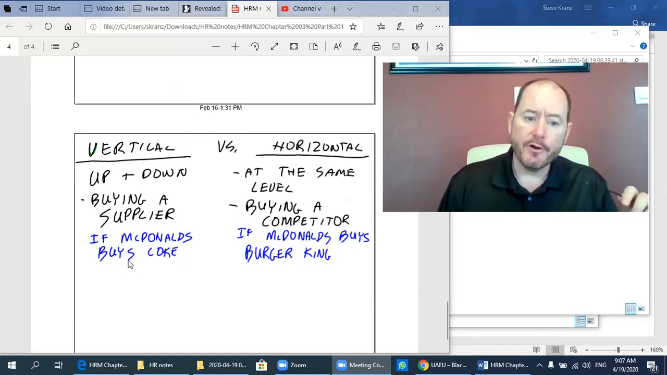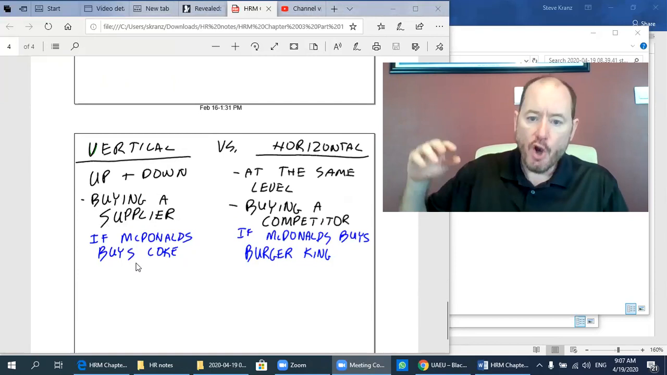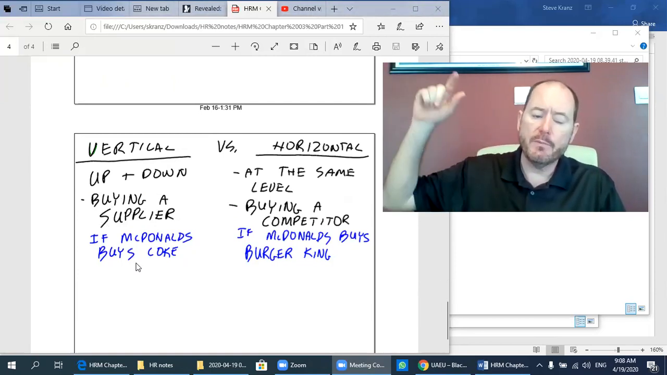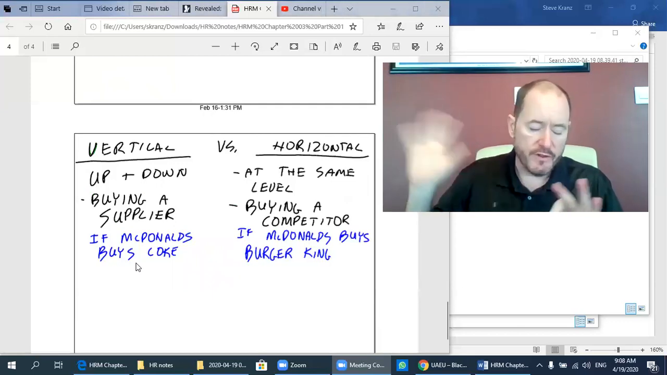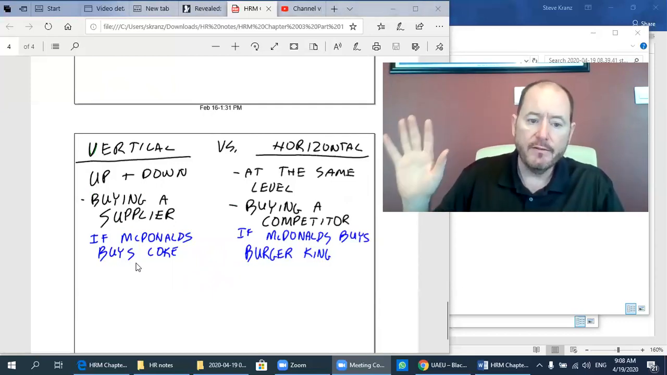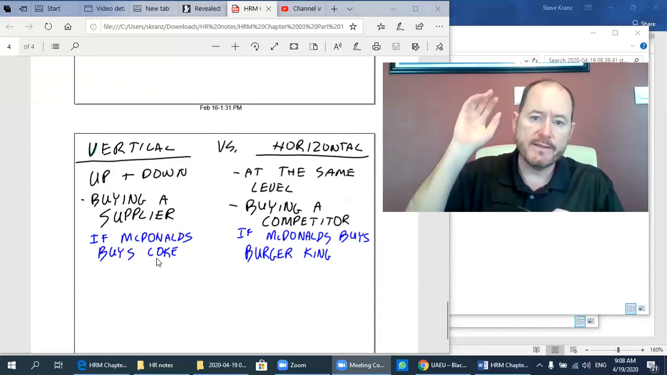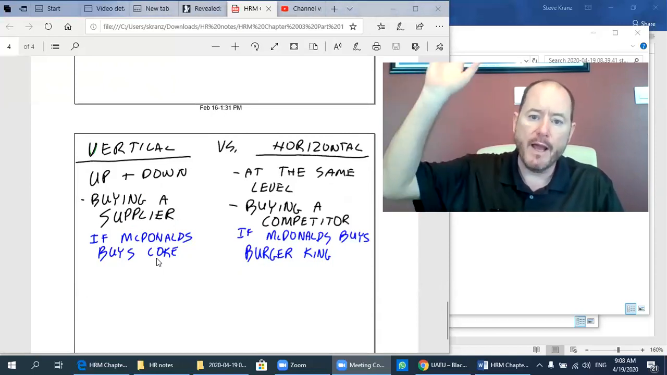So an example of vertical is Coke is a supplier to McDonald's. So if McDonald's were to buy Coca-Cola, which is never going to happen, but if they did, if McDonald's buys Coke, that would be referred to as a vertical acquisition. They're buying a supplier.